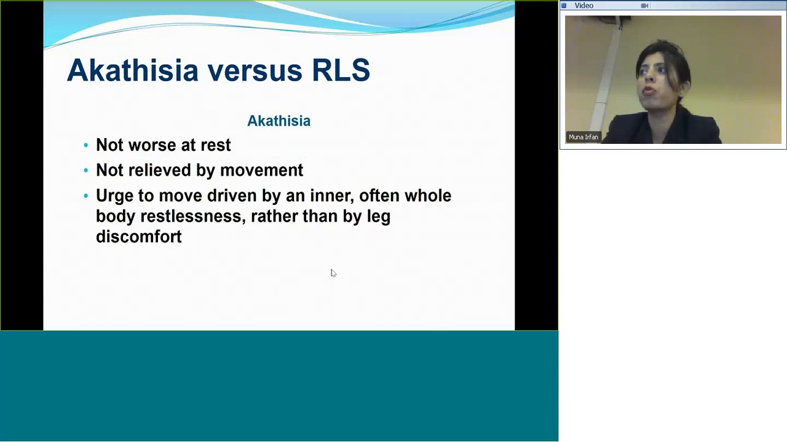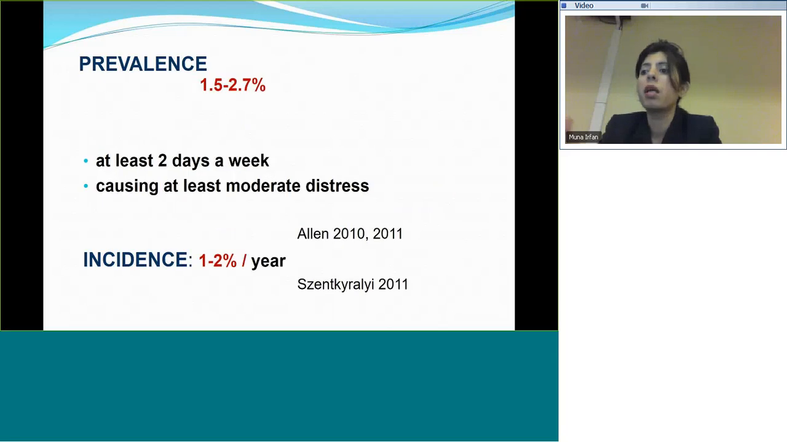If they're having akathisia type of movement, they would be restless, fidgety, whether they're sitting, standing, or walking. Akathisias are not relieved by movement. And the urge, or their fidgetiness or restlessness, is driven by an innate whole body discomfort or restlessness rather than by specific leg discomfort or limb discomfort.